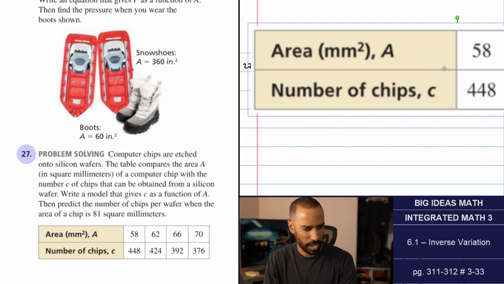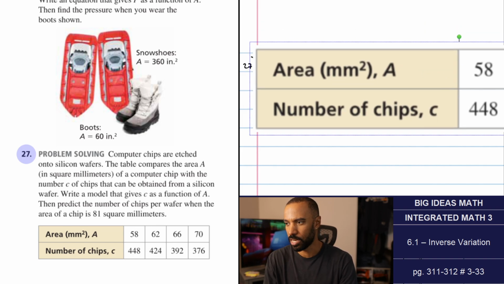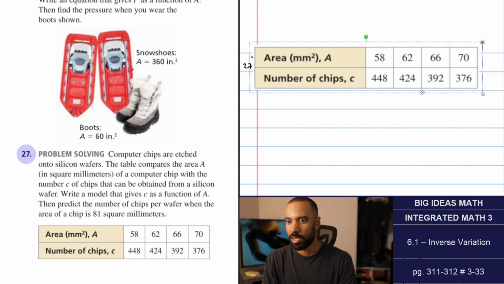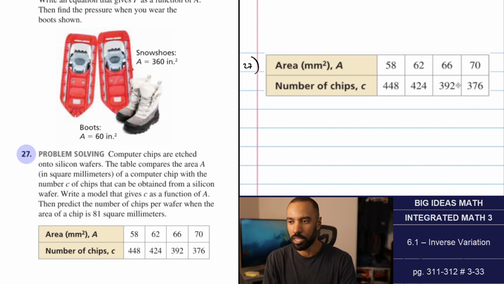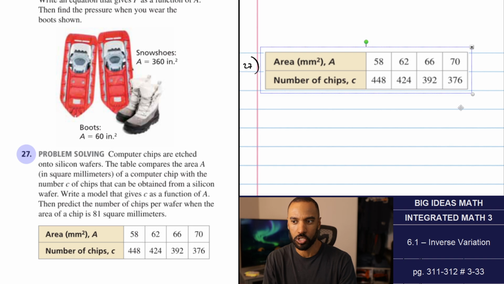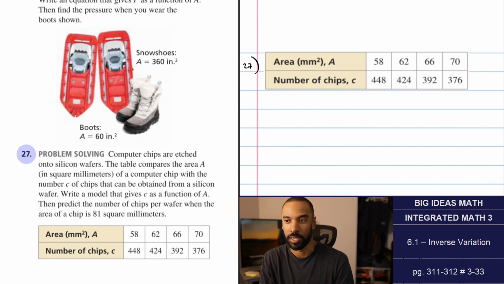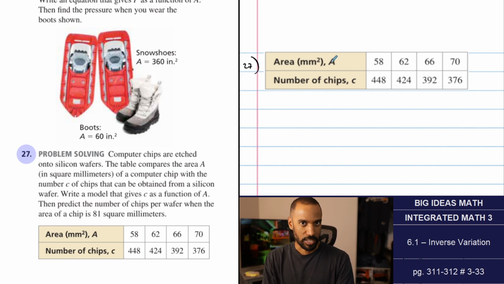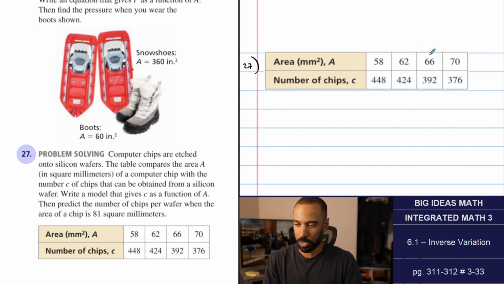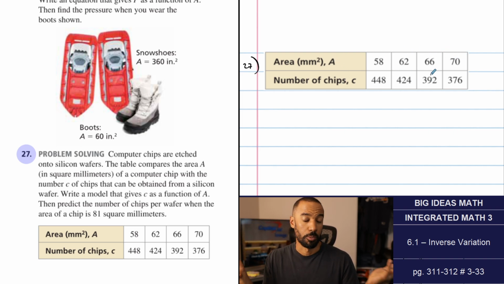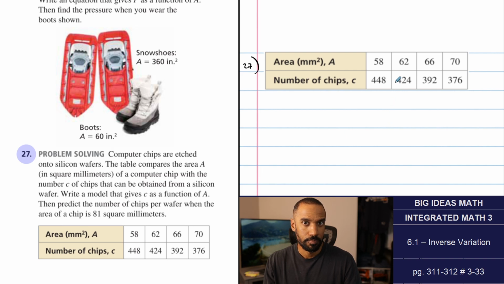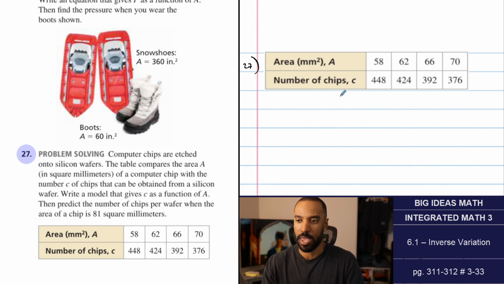Now, unless I missed it, they didn't say whether it's inverse variation or direct variation. My guess will be inverse based on the section. However, I'm really just going to look at as x gets bigger, what happens to y, or as A gets bigger, what happens to C. As A gets bigger, C gets smaller. So my guess is a test on inverse variation. We're going to try some A times C values.